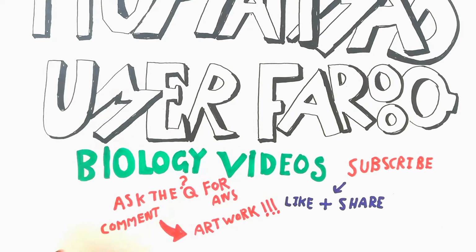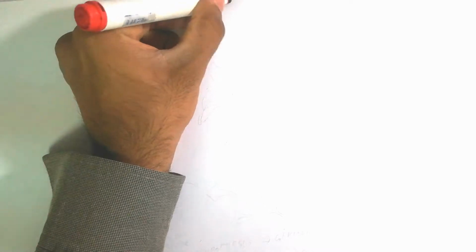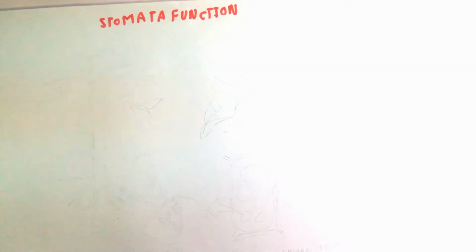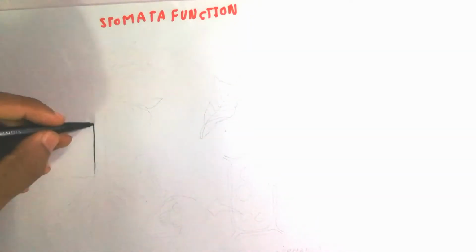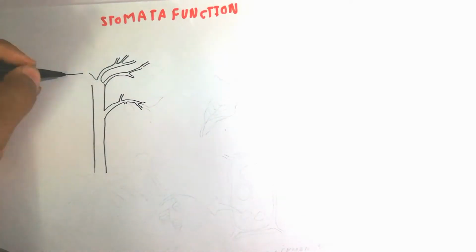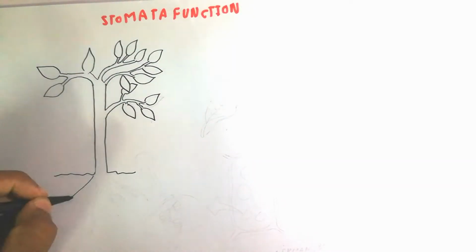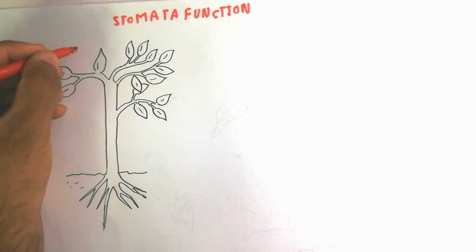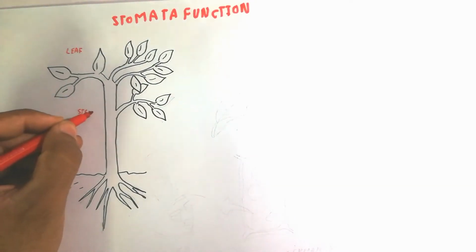So in this video we will talk about the stomata function, that's the physiology and anatomy. First of all, I will give you a concept before the understanding of the stomatal opening and closing. So here is the plant, which contains a shoot system and root system.